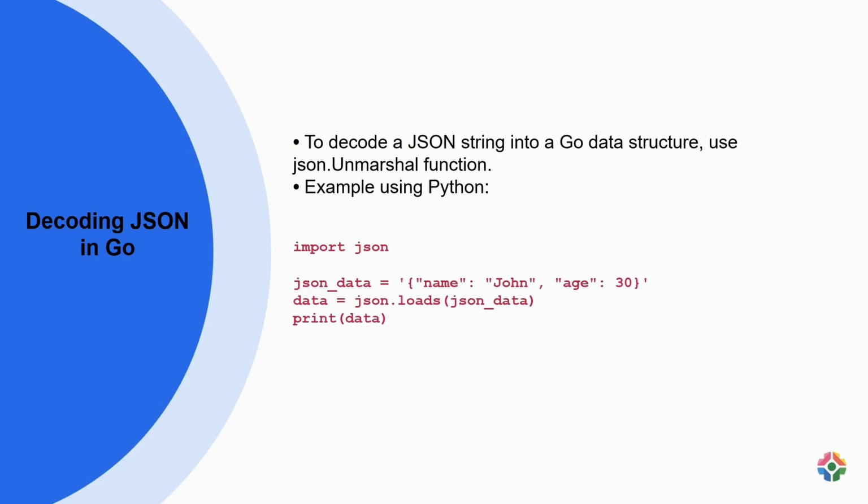For instance, if you have a JSON string like name John, age 30, you can decode it into a Go data structure in the following way. Go: type Person struct, Name string, Age int; func main, jsonStr := name John, age 30; var person Person; err := json.Unmarshal([]byte(jsonStr), &person). If err is not nil, fmt.Println error decoding JSON, err, return. fmt.Println person.Name, person.Age. In this example, the JSON string is decoded into a person struct containing name and age fields. The json.Unmarshal function populates the person variable with the decoded data.